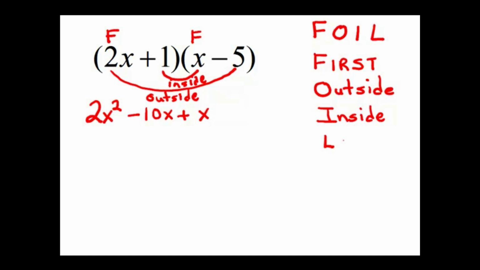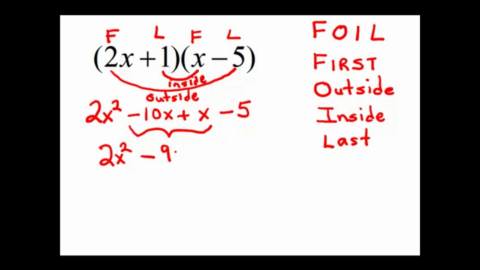And L stands for the last term in each set of parentheses. So 1 and negative 5 are last terms, and they're going to multiply. So 1 times negative 5 is negative 5. Parentheses comes off, and you usually get like terms on the outside and the inside, and these will combine. And they are different signs, so they're going to subtract, sign of the larger. And now we're done.